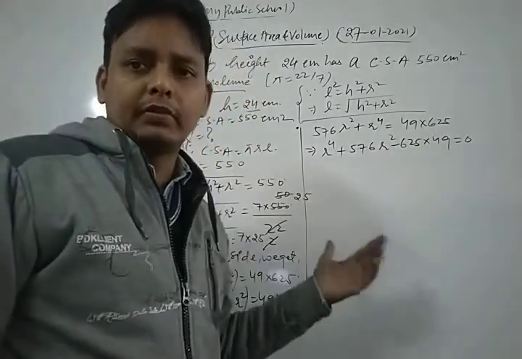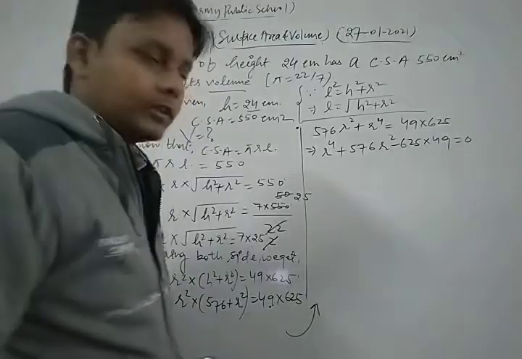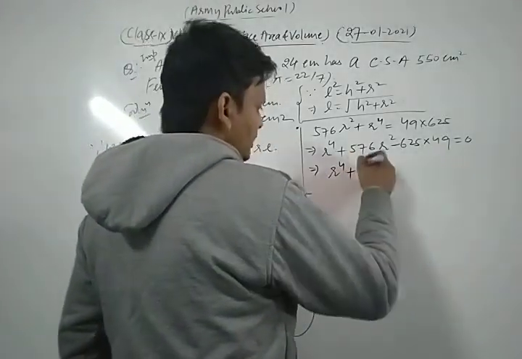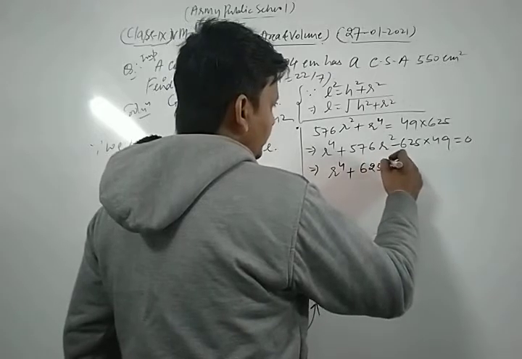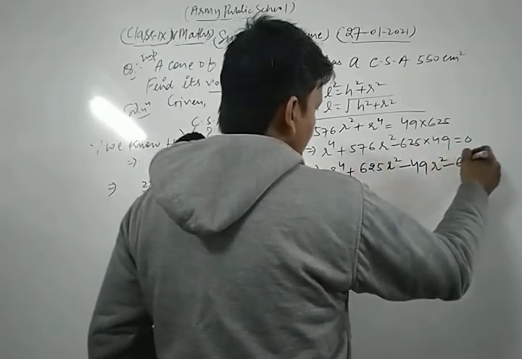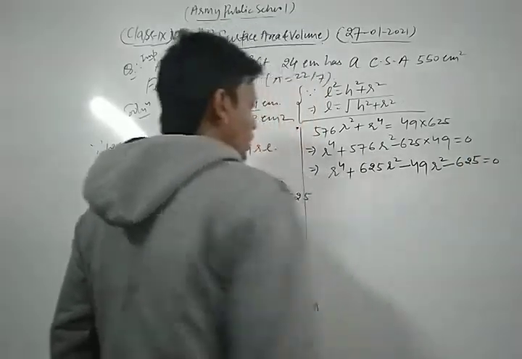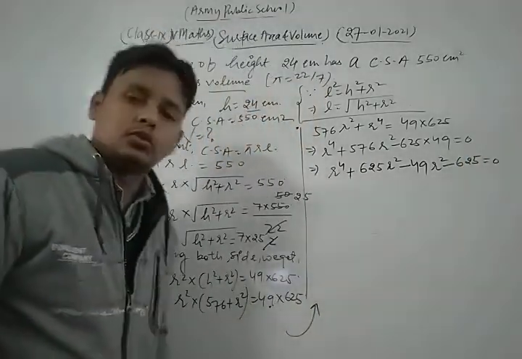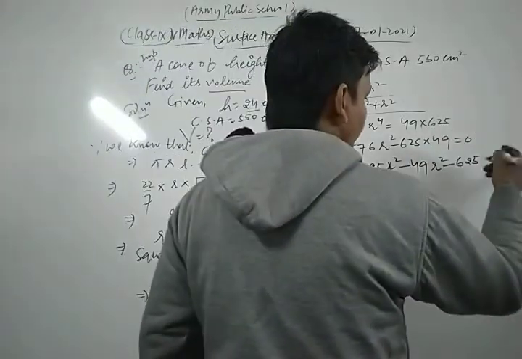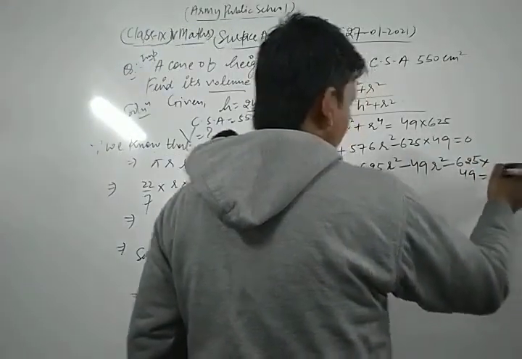So we just simplify them by splitting the middle term. So let's see, we get what? r power 4 plus 625 r square minus 49 r square minus 625 into 49 is equal to 0.